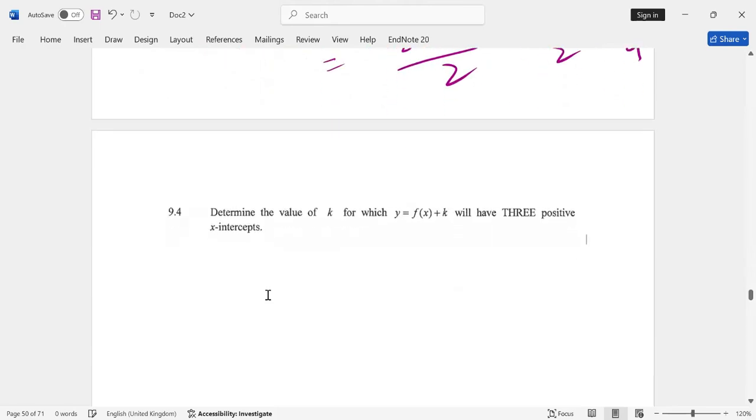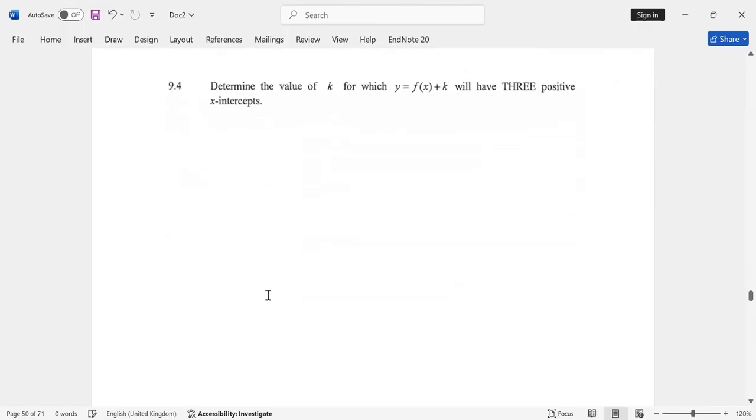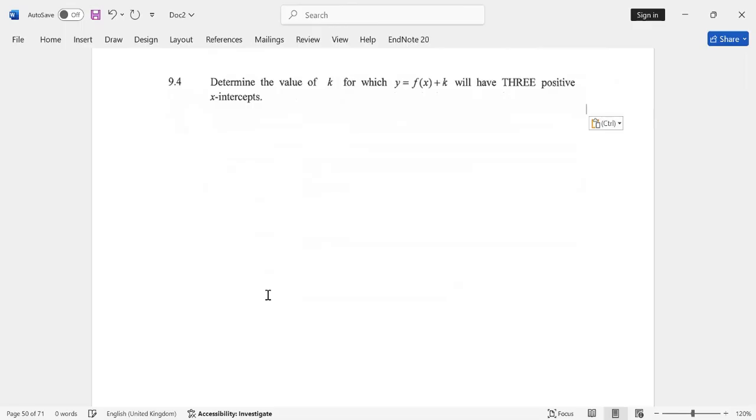So the next question is 9.4. Determine the value of k for which y equals f of x plus k will have 3 positive x-intercepts. So the equation y equals f of x plus k has an x-intercept where f of x plus k equals 0, which is equivalent to f of x equals minus k.